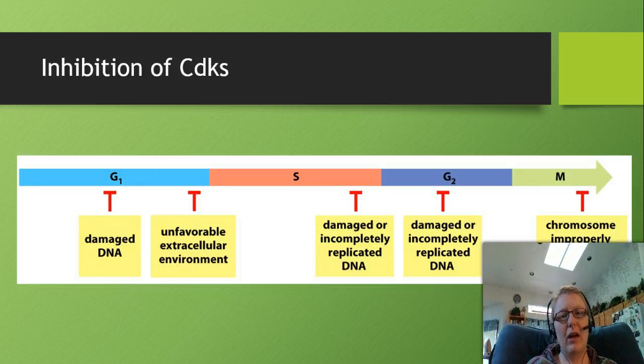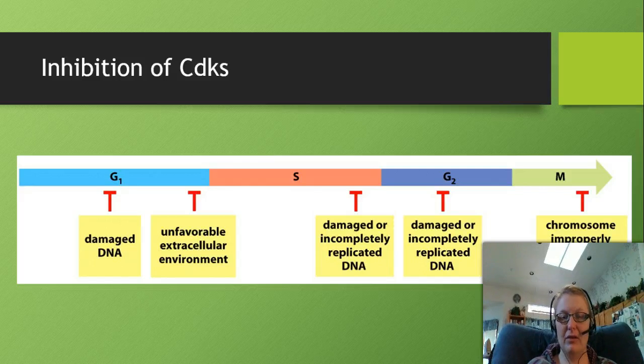Alright, so not only can the cell control how CDKs are activated and when they're activated, but they can also inhibit CDKs, and this can be through a variety of inhibition signals. As you can see here from this slide, there's a variety of things that could cause inhibition signals to be created. So we have damaged DNA, we have unfavorable extracellular environment, etc. You can see that here.